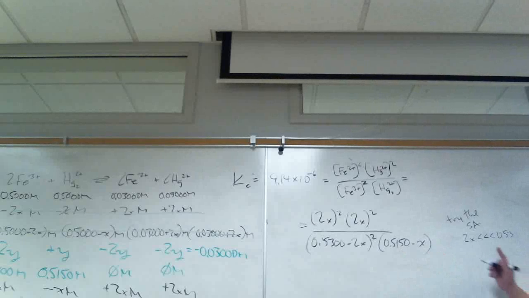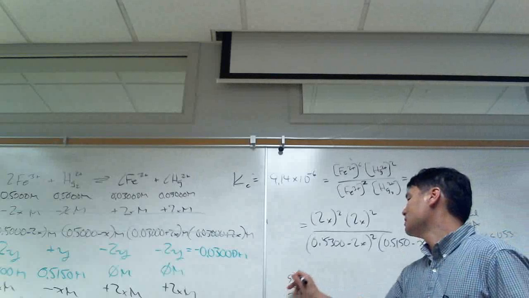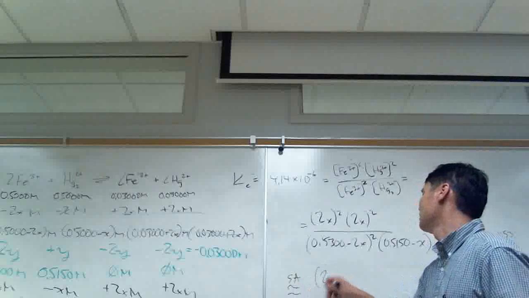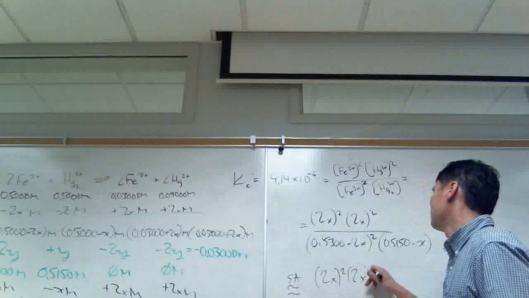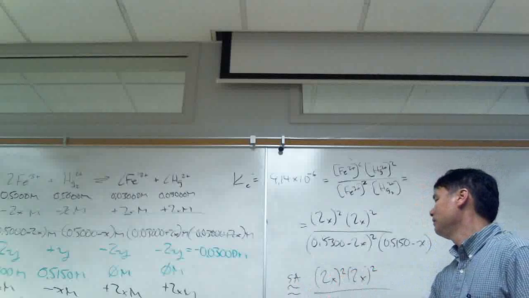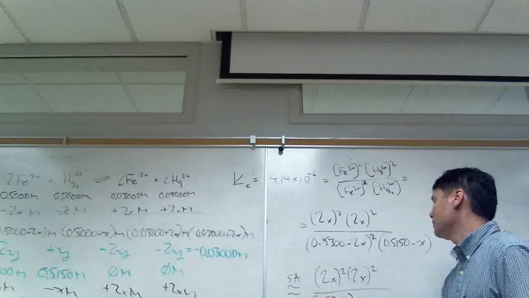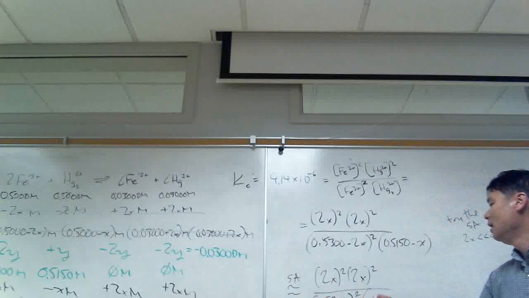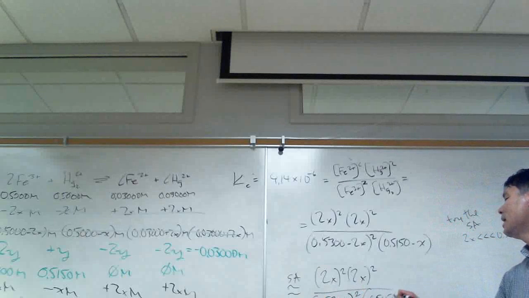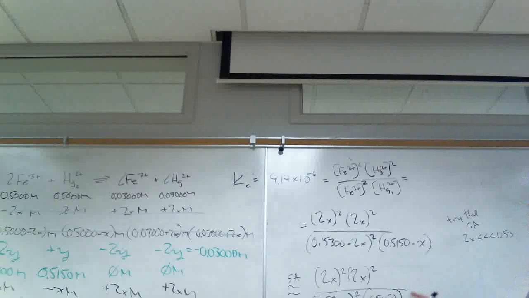All right, if we do that, then this is going to simplify to 2x squared divided by 0.5300 minus 2x will be 0.5300. We'll square that. And then 0.5150 minus x will just be 0.5150. And we'll raise that to the first power. And so this is going to give me 4 times 4, 16x to the 4th divided by 0.5300 squared times 0.5150. Now look at the math.